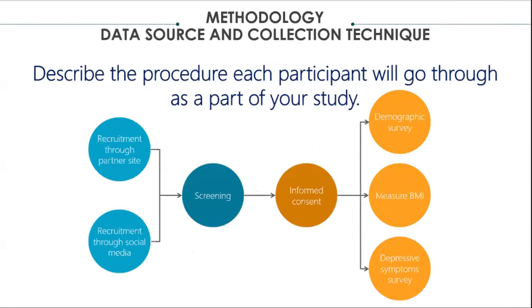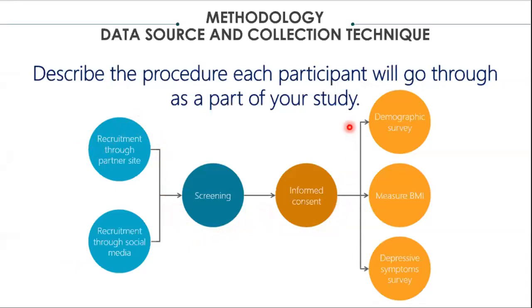So here is a basic example. In this study, participants are recruited through a partner site. So for my example, that might be a hospital, maybe a mommy and me class. So they're recruited through the partner site and also through social media. Then participants are funneled through to be screened by the researcher. Once they're screened, if they're determined to be eligible, they go through the informed consent process. And once they consent to participate in the study, they participate in the study procedures.